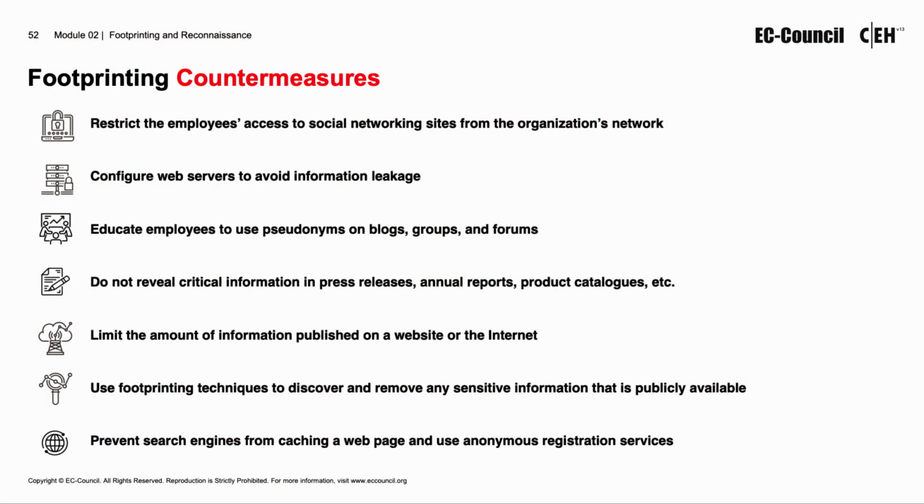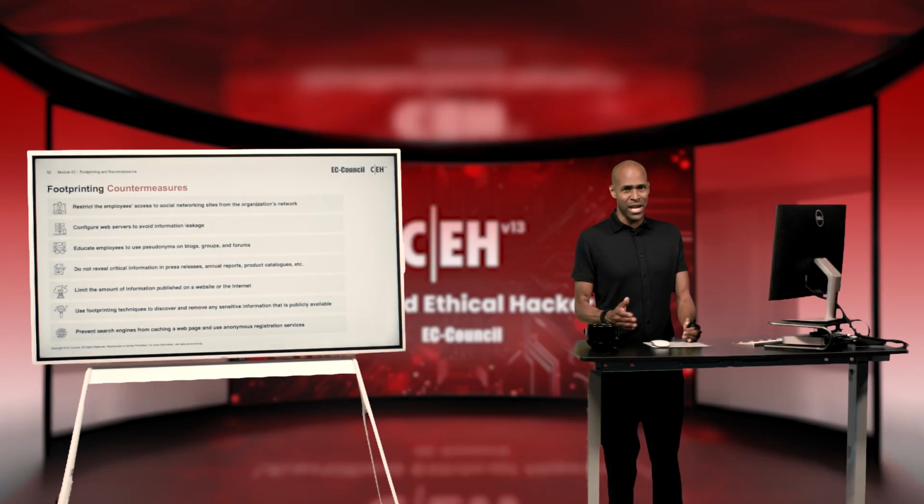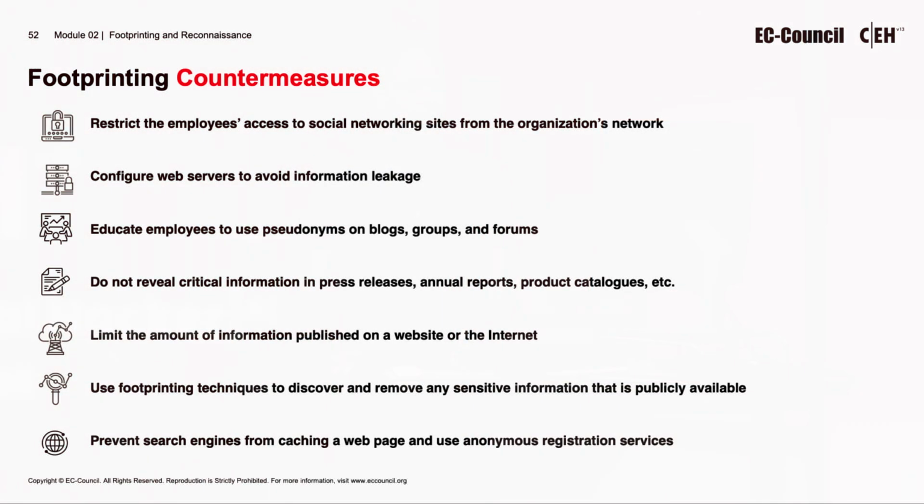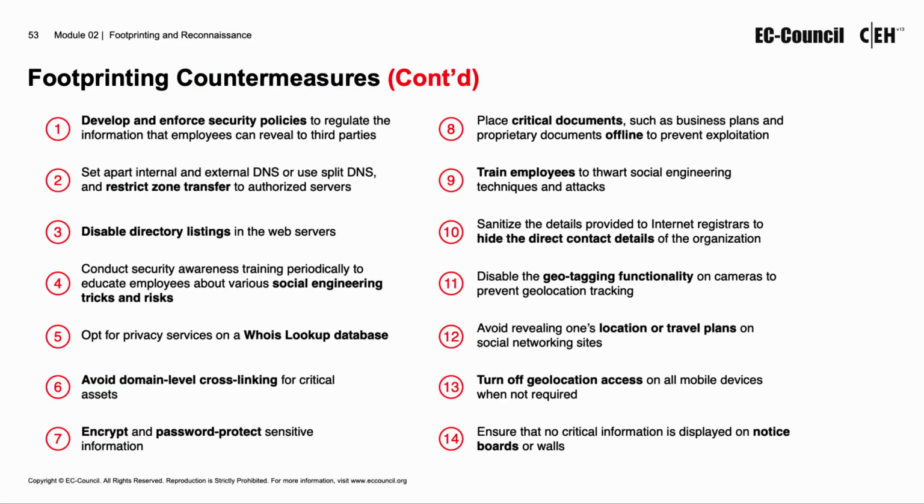All right, let's look at the next one. Don't reveal critical information from press release, annual reports, etc. That could be training, but that's at the corporate level. Limit the amount of information published on a website. Use footprinting techniques to discover, so we're actually going to hack our own information to see if we can find information about our sites in there. Prevent search engines. We'll talk about that later on. We'll see robots.txt and many other ways to defend against search engine finding our organizational information.